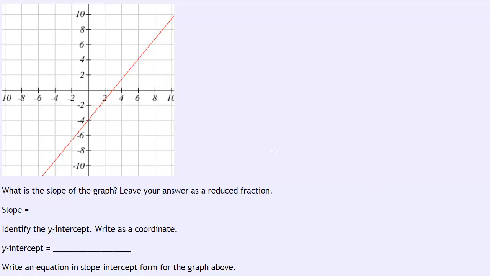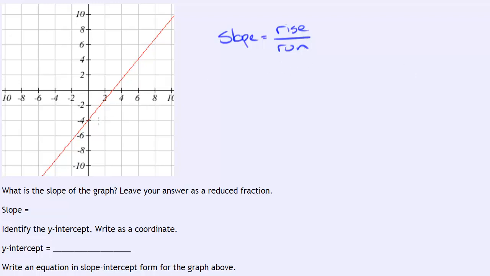All right, we're given a line here, and we're asked two separate questions. What's the slope and what's the y-intercept? Let's talk about the slope first. Slope is the change in the y value over the change in the x value. We shorten that statement by saying it's the rise over the run.